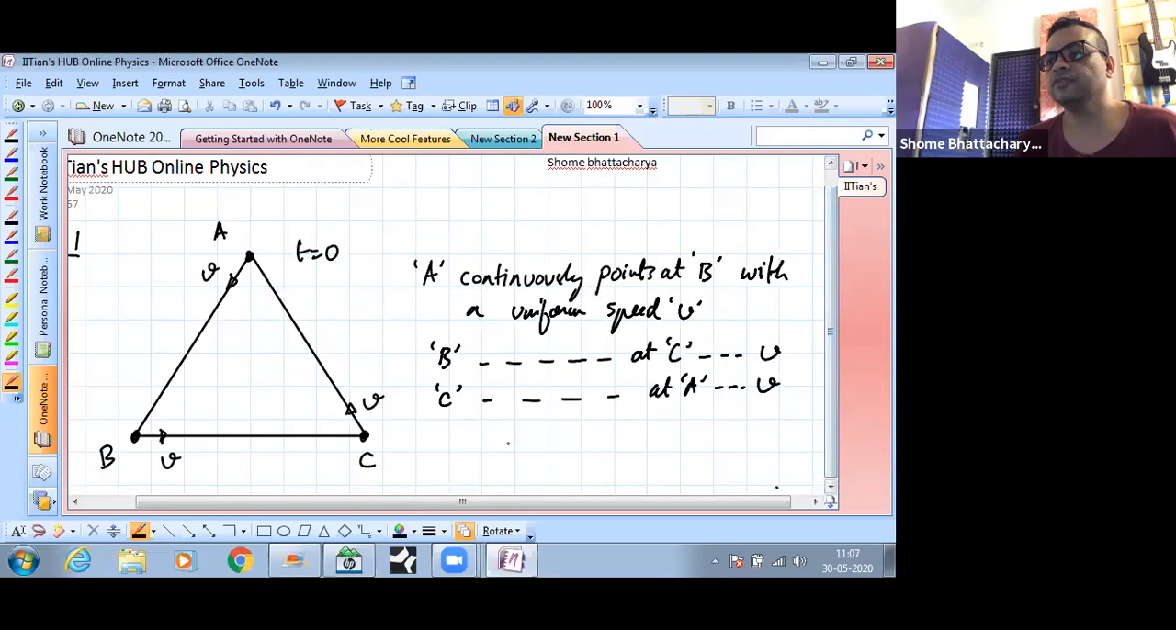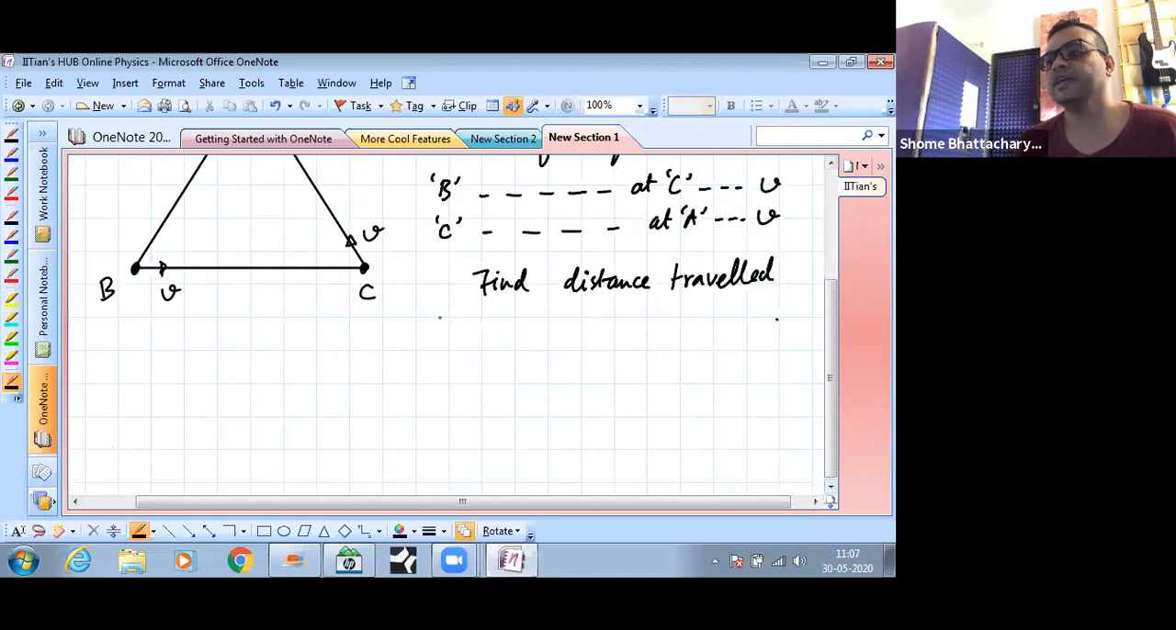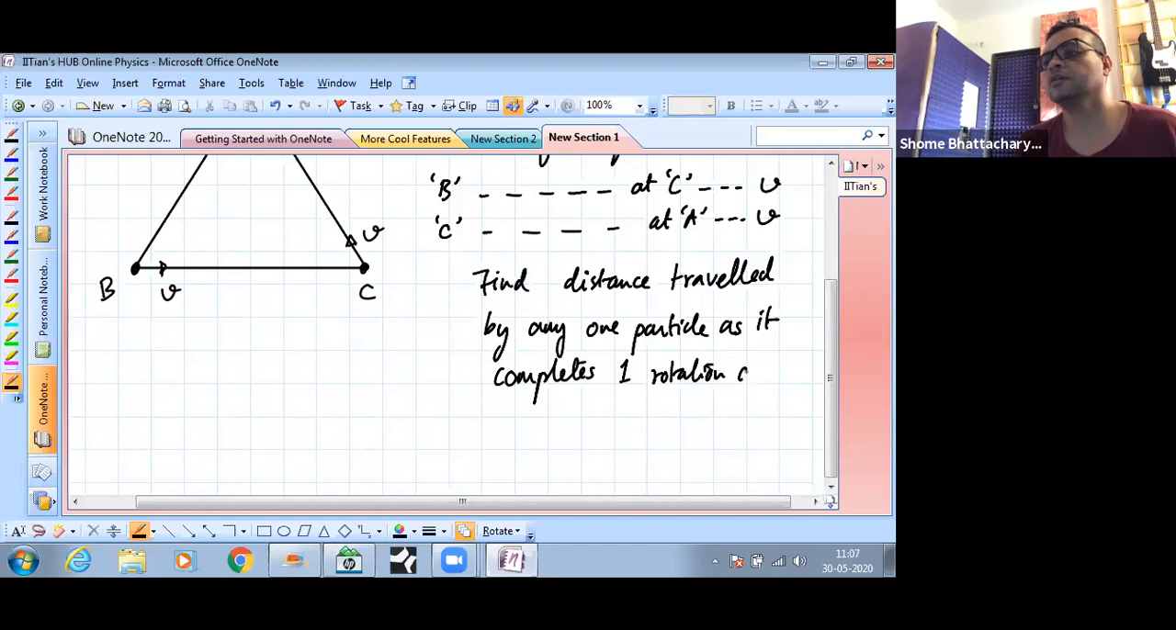So in this case, we have to find the distance traveled by any one particle as it completes one revolution or one rotation around the centroid of the triangle. Okay, so we have to calculate this quantity.